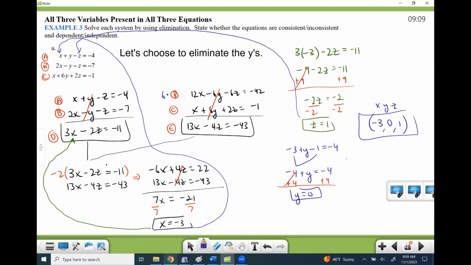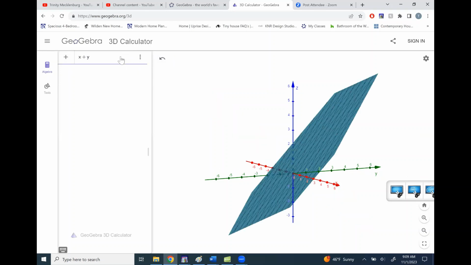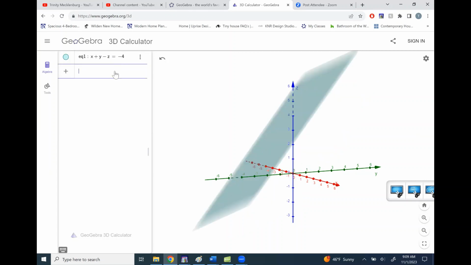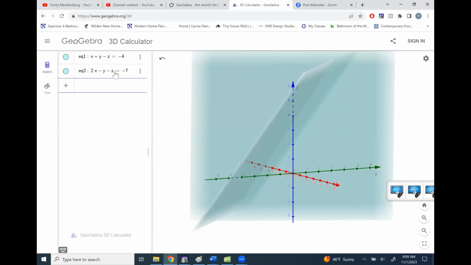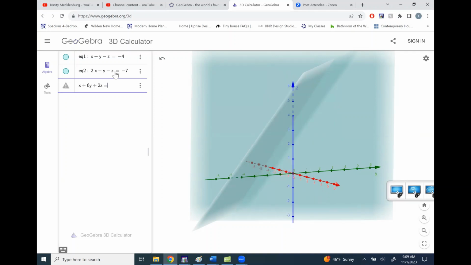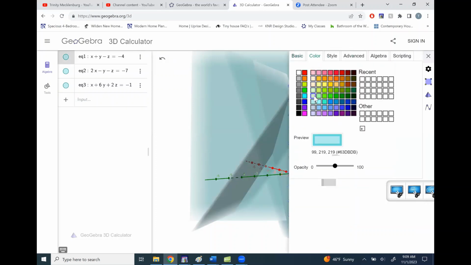Let's go check out a visual for this and see how we did. Okay, so for the first one, it was X plus Y minus Z equals -4. The next one is 2X minus Y minus Z equals -7. And then X plus 6Y plus 2Z equals -1. Okay, so let me edit the settings here. I'd like for the colors to be different colors so we can see which plane is which plane.